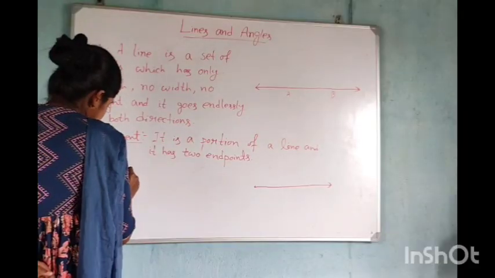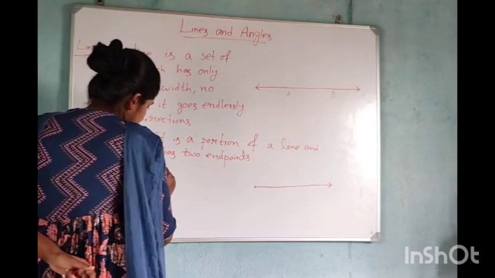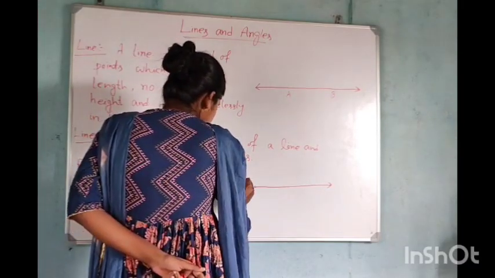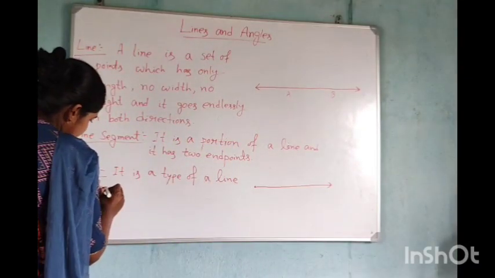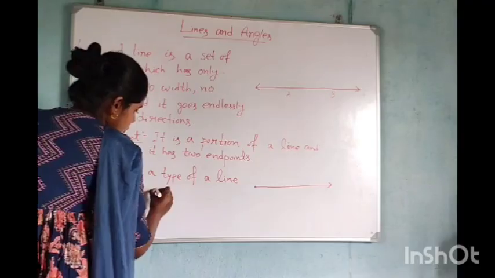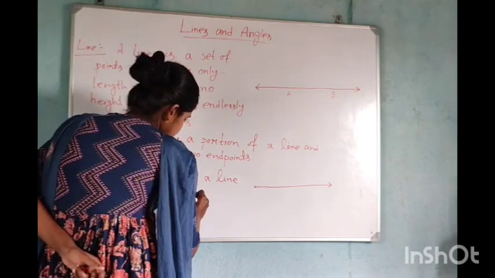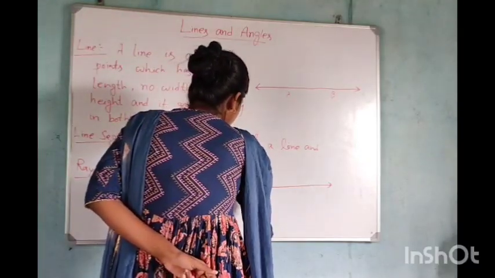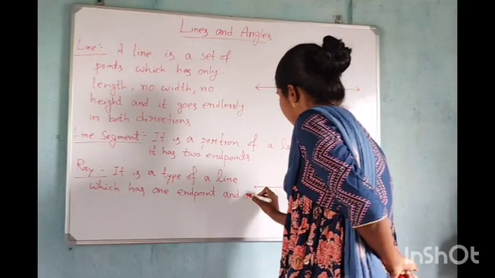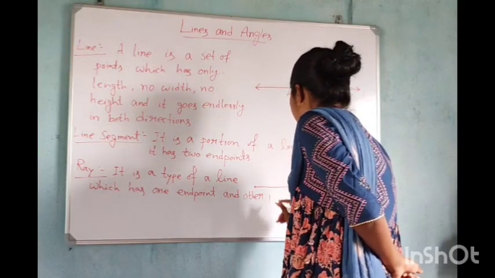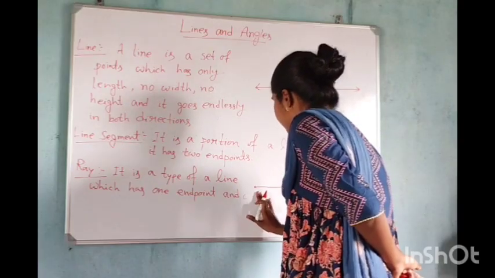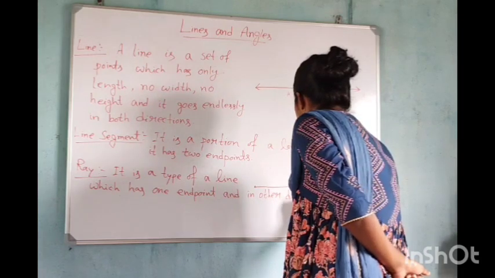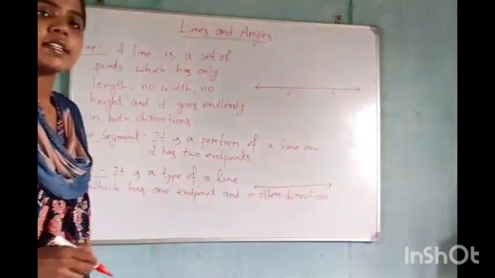So it is a type of line which has one endpoint, and in the other direction it goes endlessly.